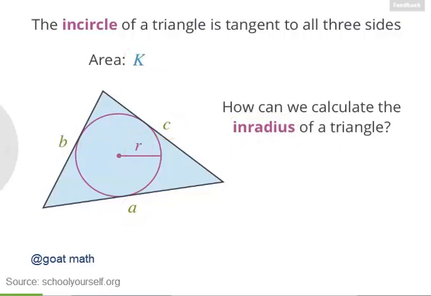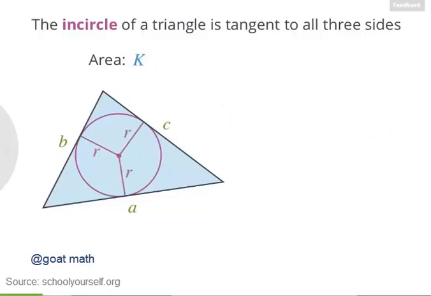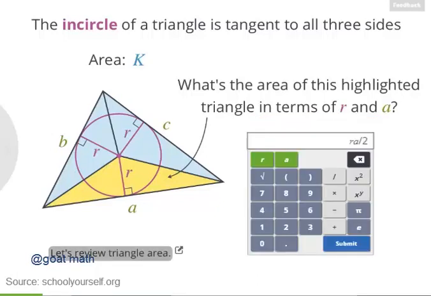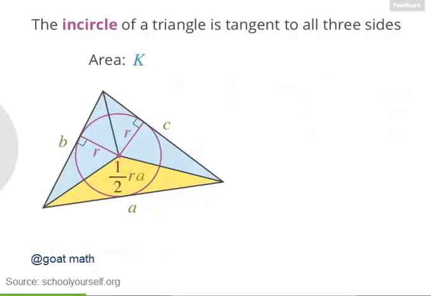Let's find out. First, let's draw radii to each side of the triangle. And remember that radii are perpendicular to their tangent lines, so we have right angles here. And let's also draw line segments between the center of the incircle and the triangle's three vertices. Now take a look at this smaller triangle here, whose base has a length A and whose height is R. What's the area of this triangle in terms of R and A? Excellent! So the area of this smaller triangle is 1/2 RA.